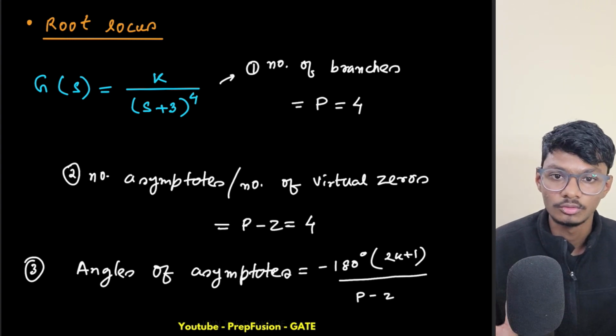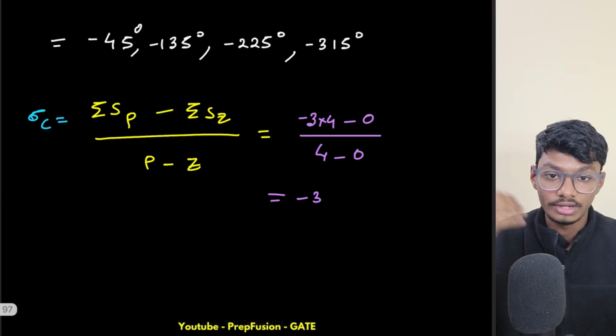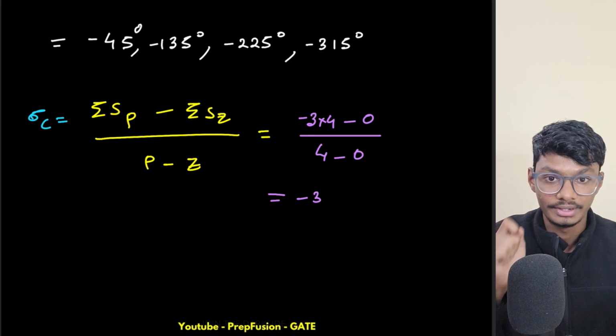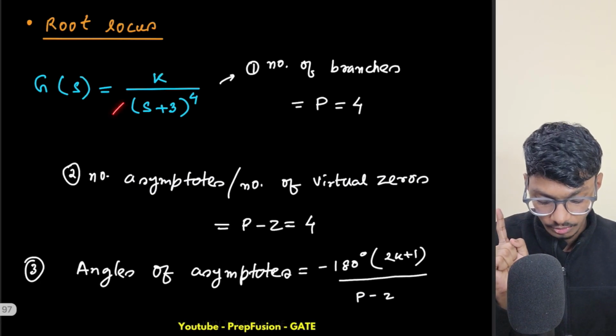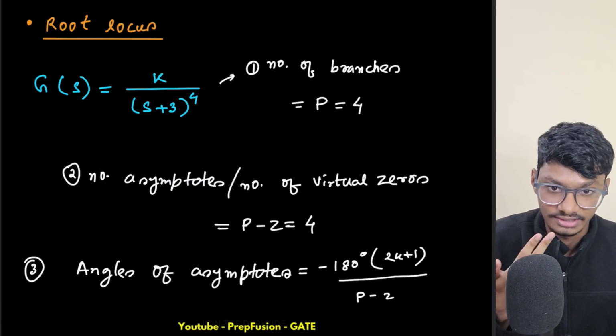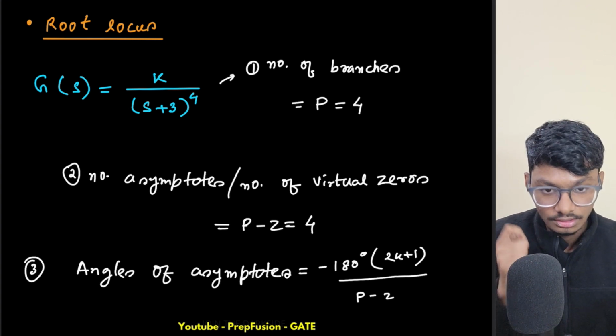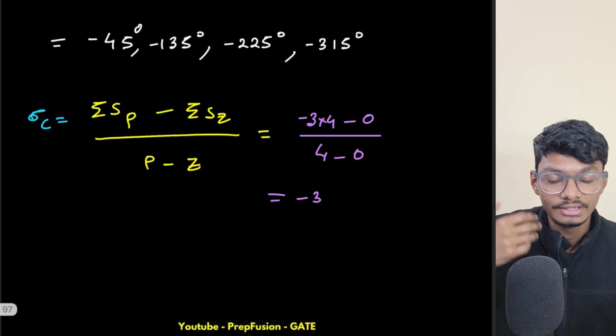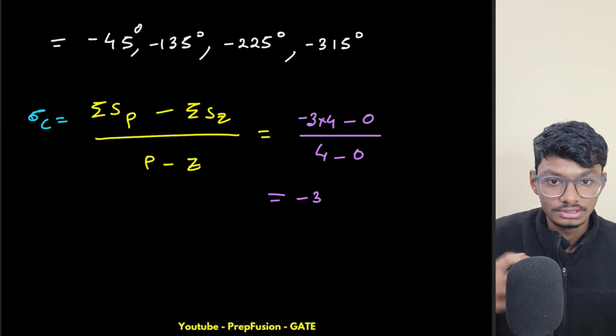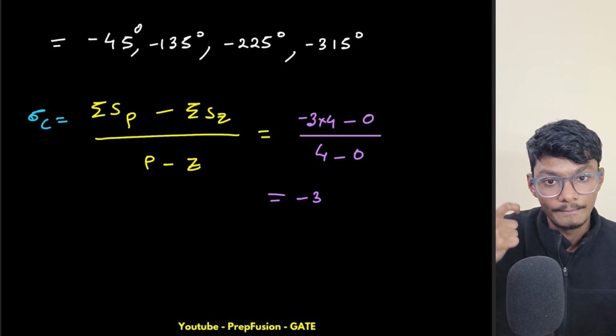And one more thing you will notice is that if you try to calculate the breakaway point, you will notice that my breakaway point is at minus 3 itself. Why? Because whenever there are repeated roots, that will also cause a breakaway point, right?